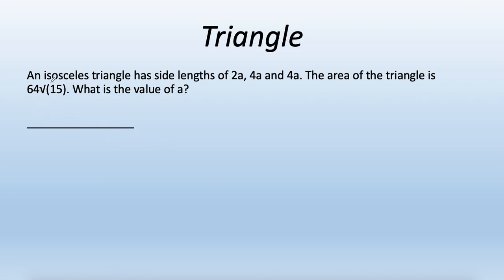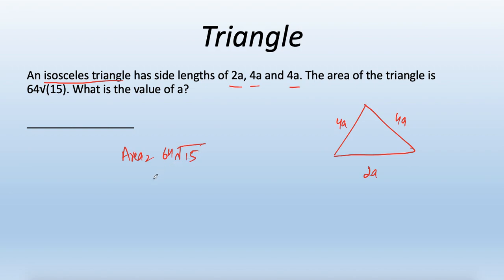An isosceles triangle with sides 2a, 4a and 4a. So we have an isosceles triangle with two equal sides as 4a and 4a and one different side which is 2a. And the area of the triangle is 64 under root 15.